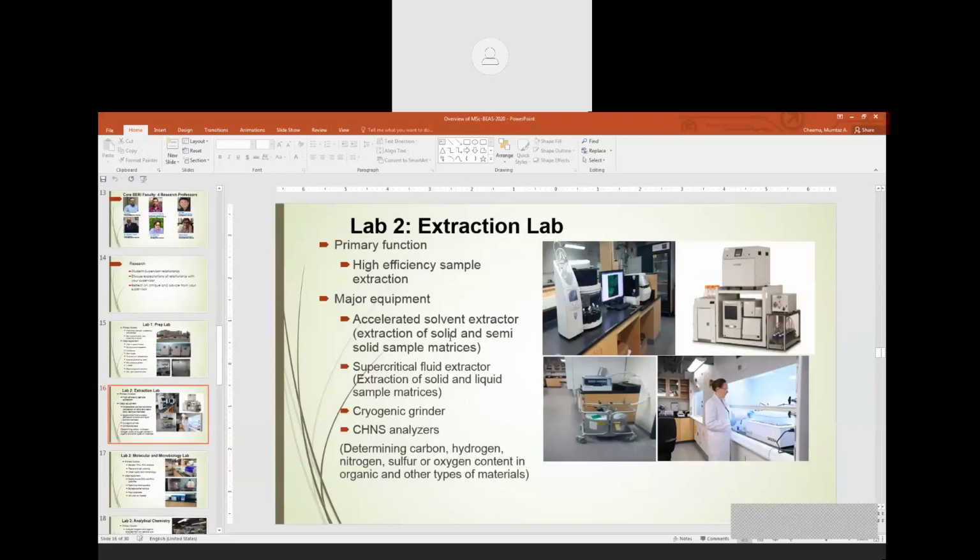This is the extraction lab. We have two. Okay, so why is it needed? Because once you have the plant and the soil sample, you need extraction before going to the third step, that is the analysis.